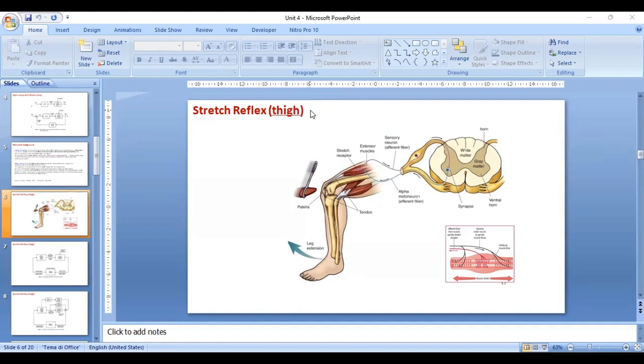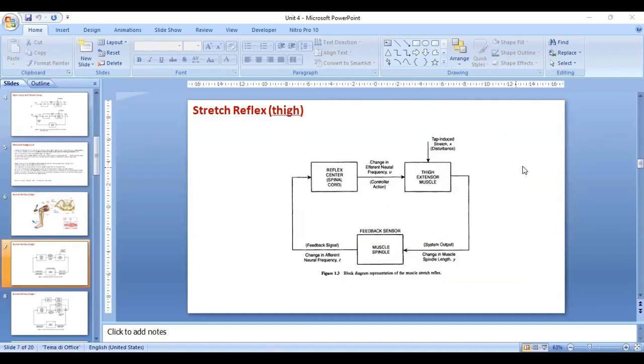Here the block diagram representation of this reflex is given. One can see that the amount of initial stretch produced by the tap to the knee produces a proportionate amount of stretch Y in the muscle spindles, which act as a feedback sensor. The spindles translate this mechanical quantity into an increase in afferent neural traffic sent back to the reflex center in the spinal cord, which corresponds to our controller.